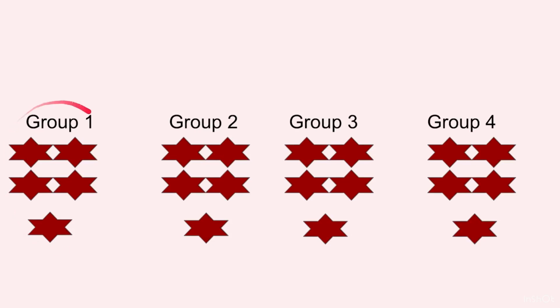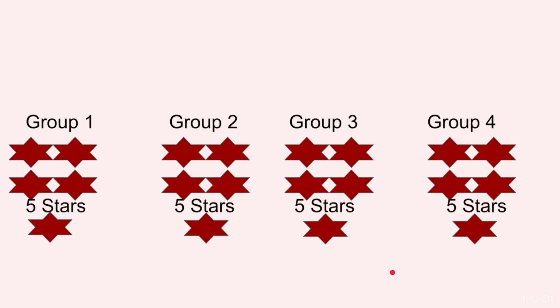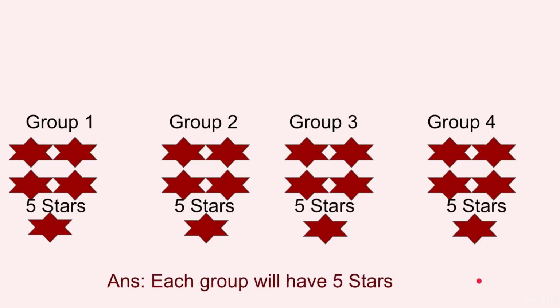Now you can see each group has the same number of stars, which is 5. Each group is having 5 stars. So we will write answer. Each group will have 5 stars.